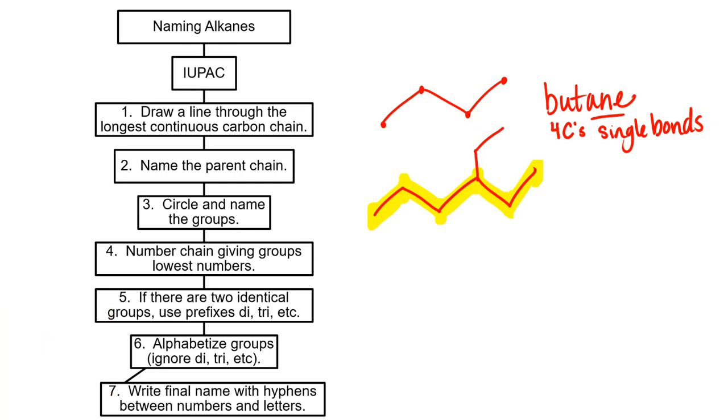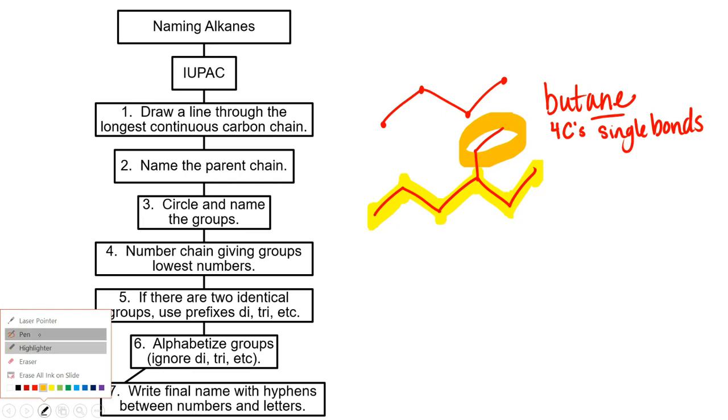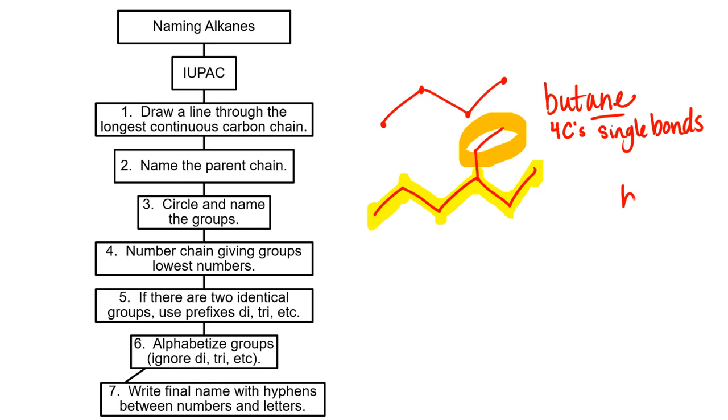And then I need to circle any groups. So I have this one group coming off of the main chain. Now, when I found that parent chain, I also needed to name it. It was 6 carbons long, so that's hexane for all single bonds. Now here I've got a 2 carbon group. Our prefix for 2 is eth, so this is ethyl. When we go to name those groups, they end in yl. All of the alkyl groups are these carbon chain groups, so that will be ethyl.